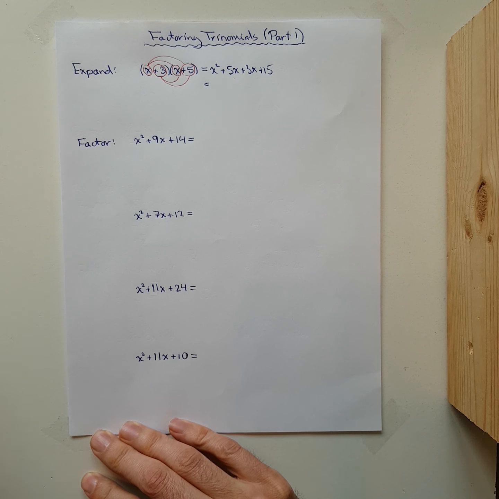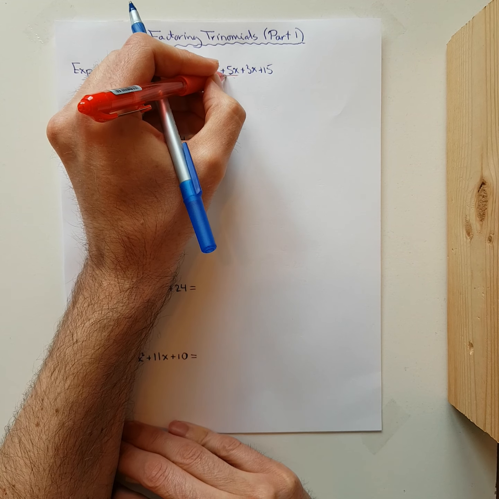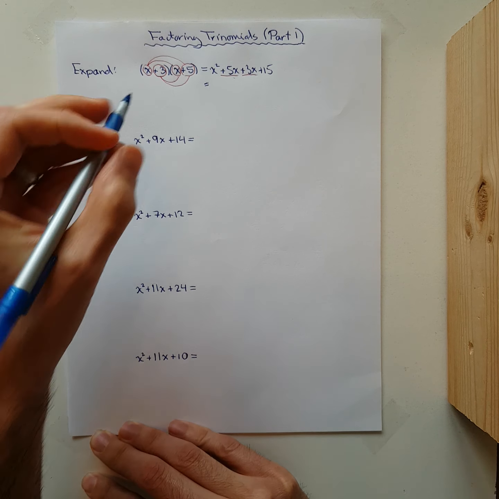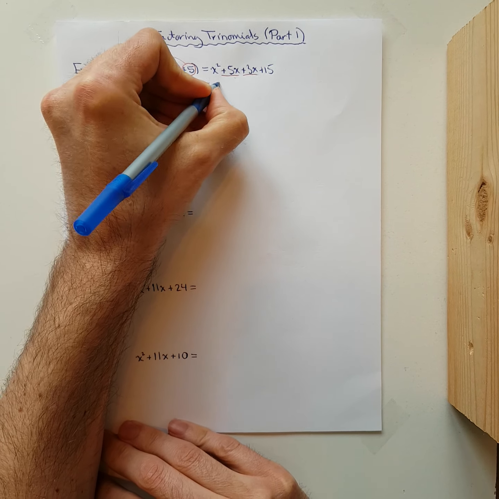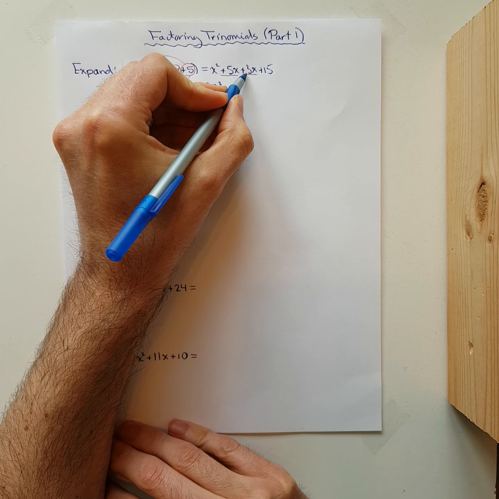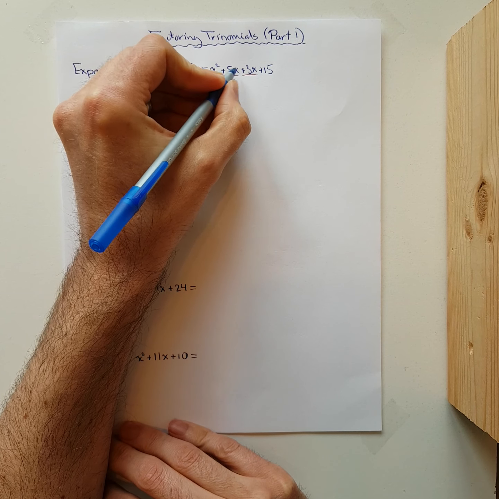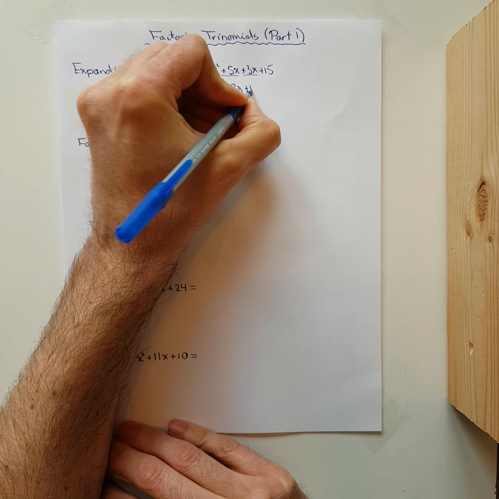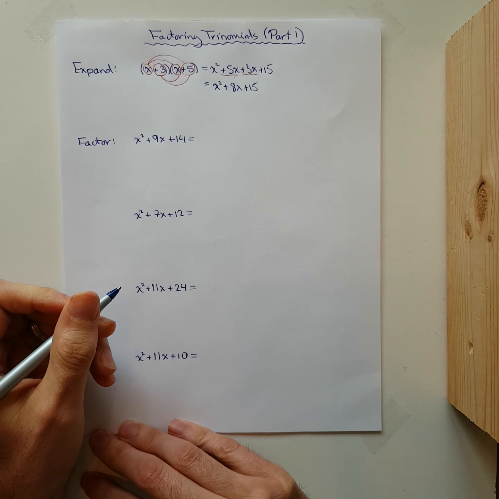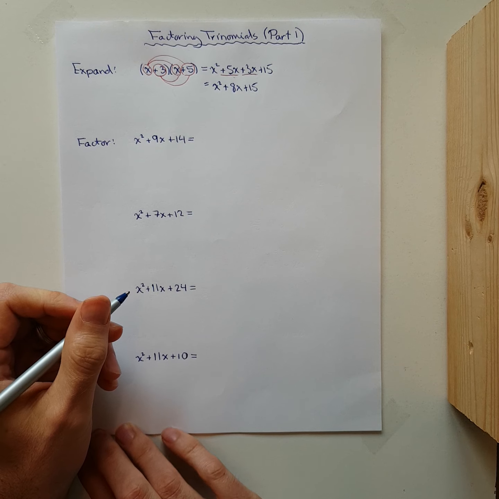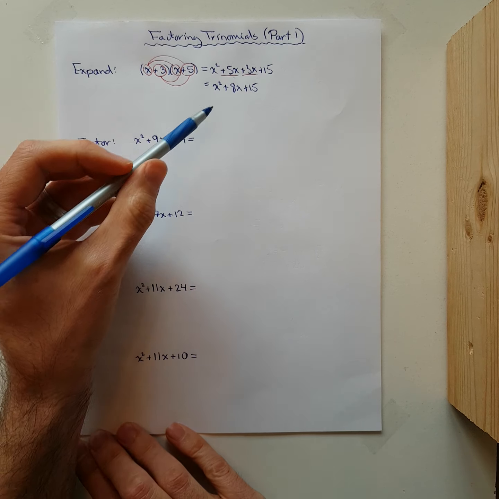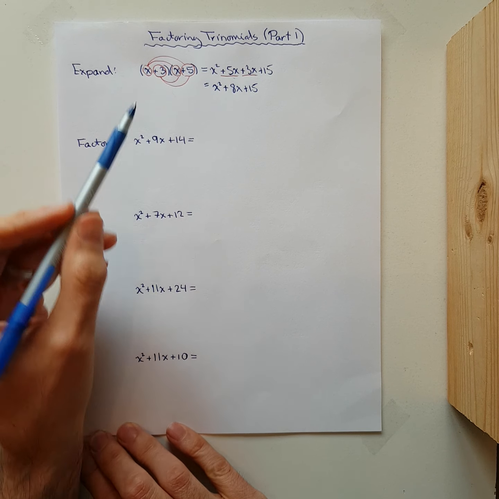Lastly here, we can then finish off by collecting our like terms. If I have plus 5x and plus 3x, we can add their coefficients together, which gives us plus 3 plus 5, which is plus 8x plus 15. Our goal today, and for our next lesson as well, is now that we have this, we want to be able to work backwards.